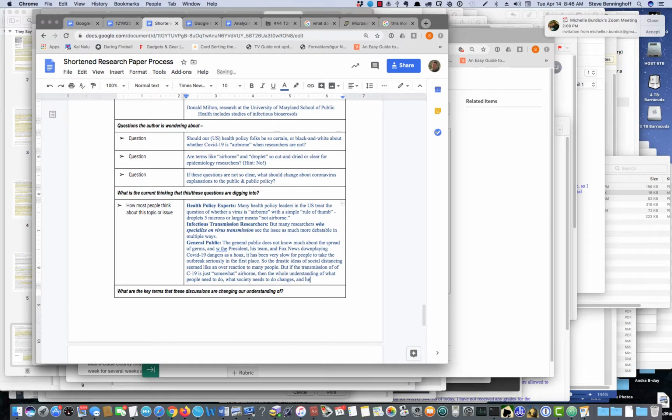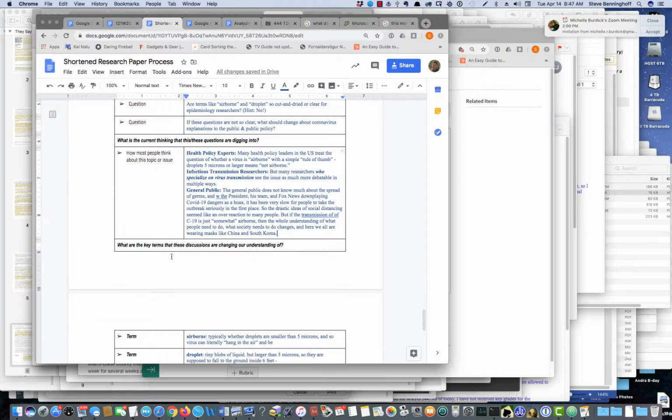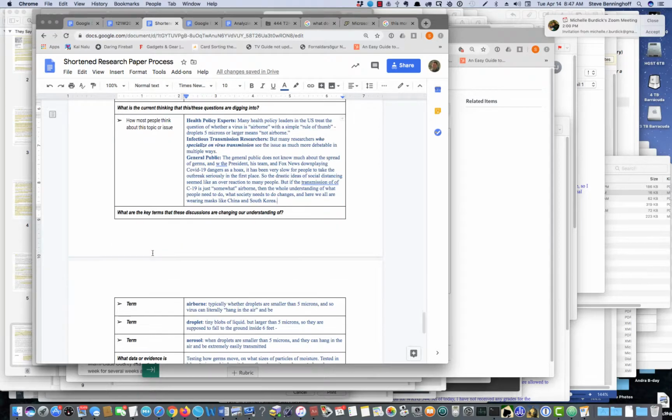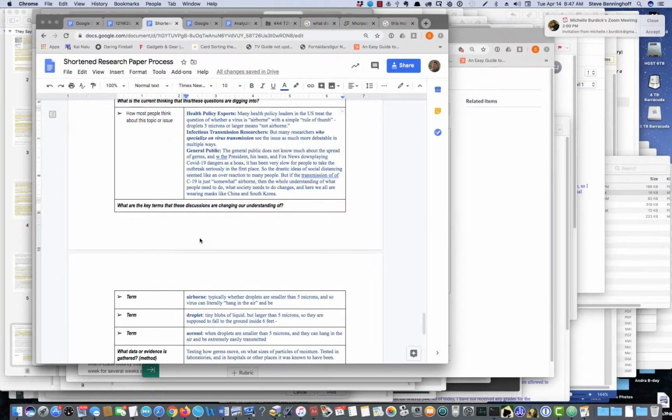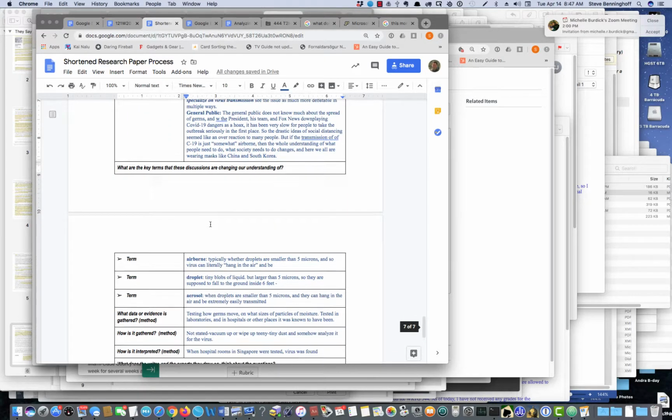And here we all are wearing masks like China and South Korea, right? So how most people, now I've kind of wandered off of here, but what was the general thinking, right? Then the next part here is, what are the key terms that these discussions are changing our understanding of?